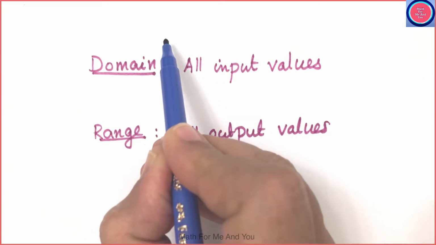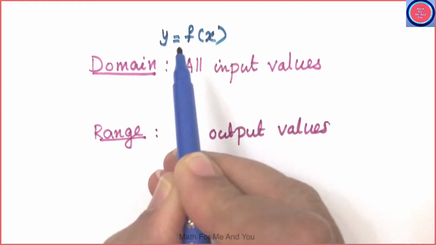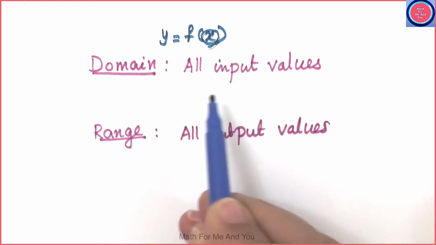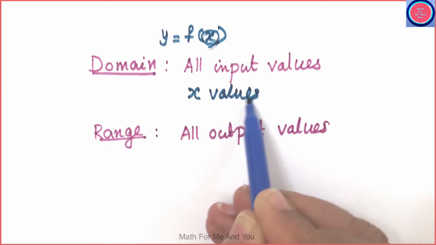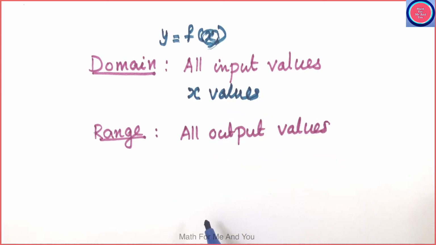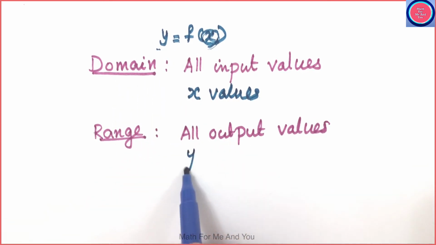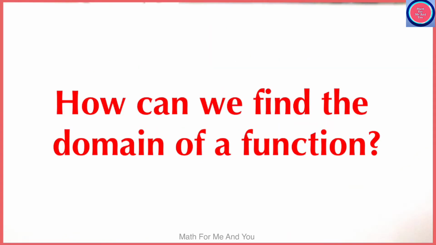But what is domain actually? What is the meaning of domain? Consider a function y equals f of x. If we give values for x, they are input values. And such values are called domain. So all x values, or the set of all x values, are known as domain. So what is domain? Set of all x values. And the answer we get when we put these values are called the range. So y values in a function are called the range, or all output values, or we can say the result.